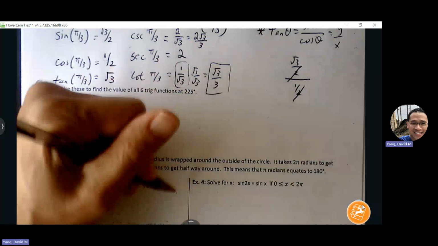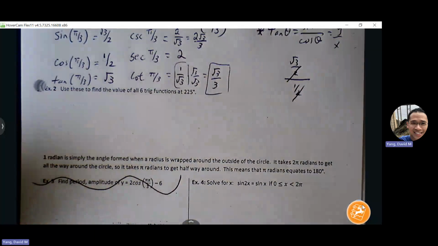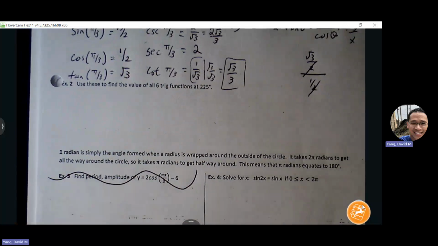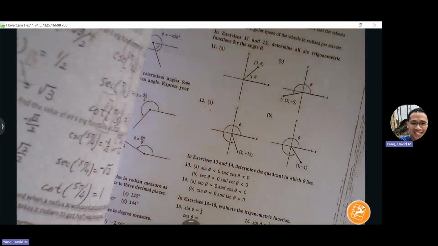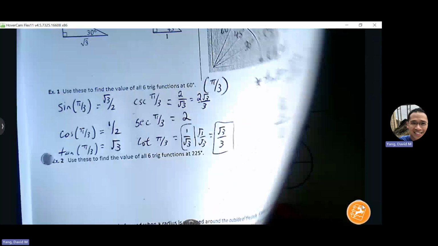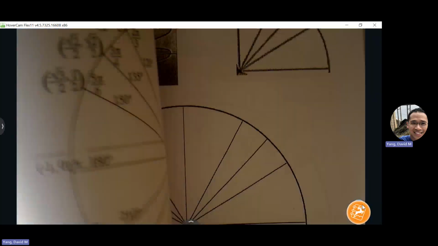Okay, we're not going to have to worry about graphing, so we can cross off example 3. Period, amplitude, that's not going to show up on the AP exam. Okay, I'll come back to example 4. Let's do a unit circle. Let's go through a full unit circle.